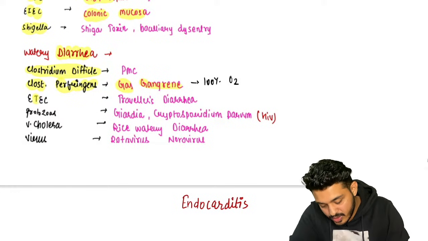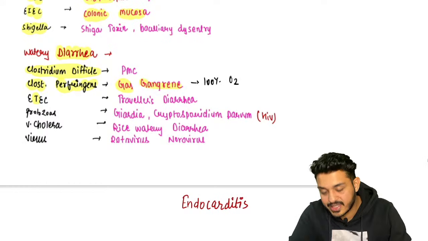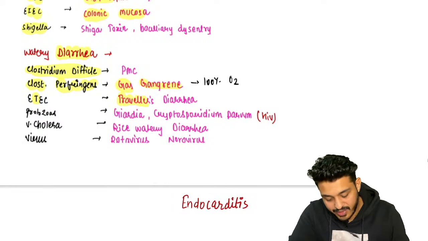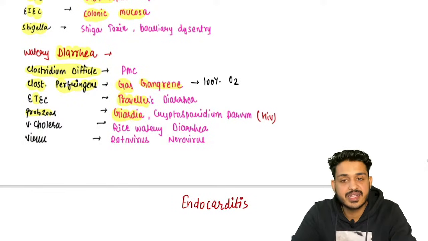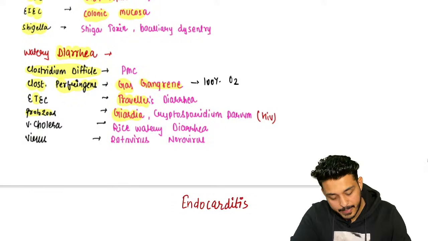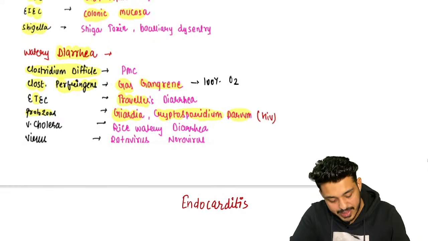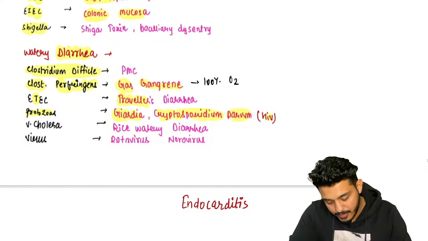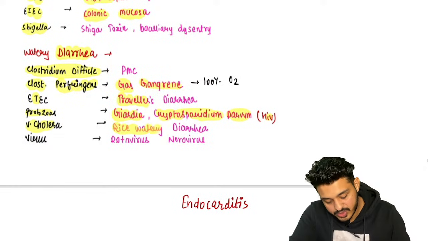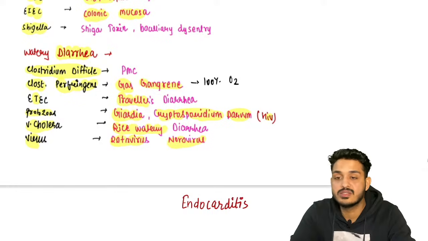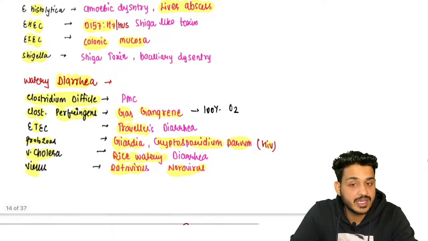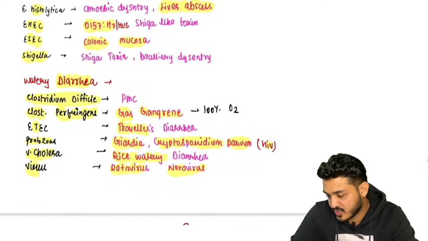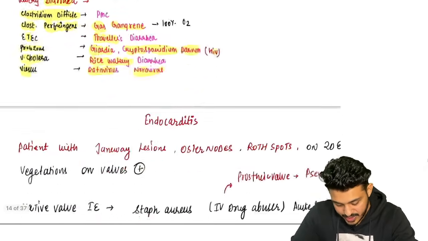ETEC, enterotoxigenic E. coli. T for T, this is going to cause traveler's diarrhea. Protozoa which cause diarrhea: the most common parasitic infection is going to be Giardia. Then you can have Cryptosporidium parvum in HIV positive individuals. Vibrio cholerae can lead to rice watery stool, rice watery diarrhea. In adult patients you can have Norovirus. In children you can have Rotavirus. These are the viral infections which can lead to diarrhea in the normal individual, right? So this is going to be the story of diarrhea.